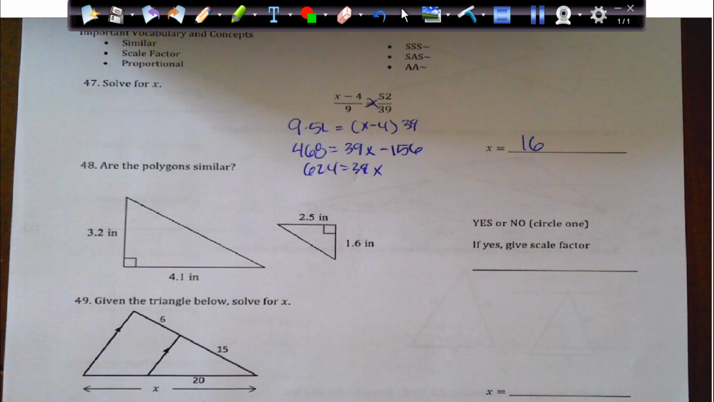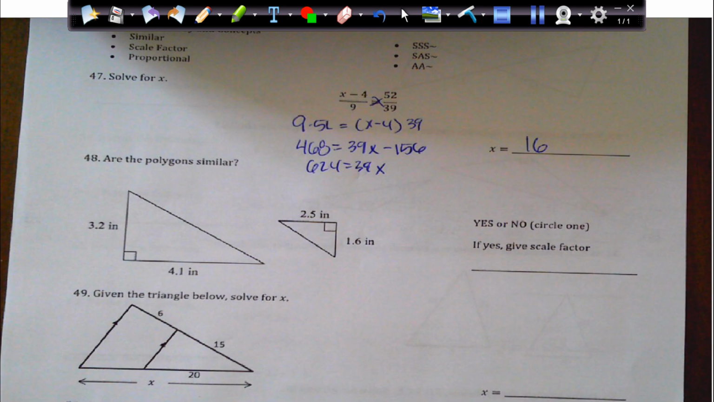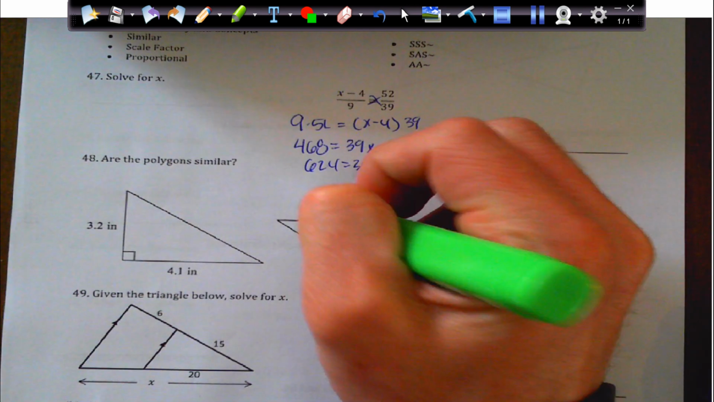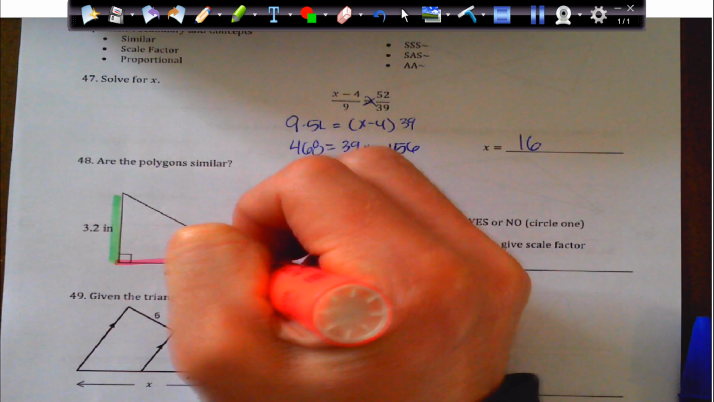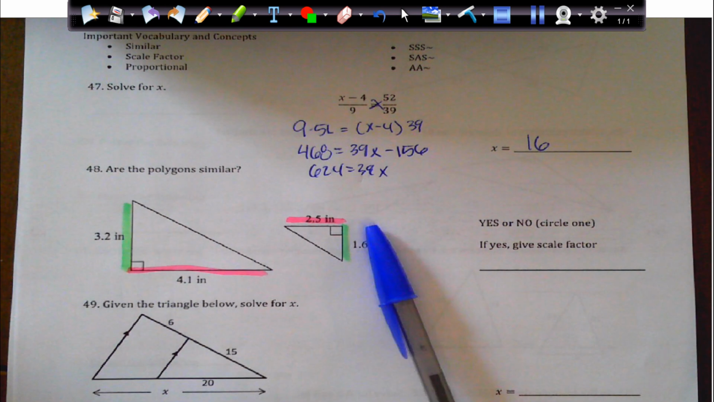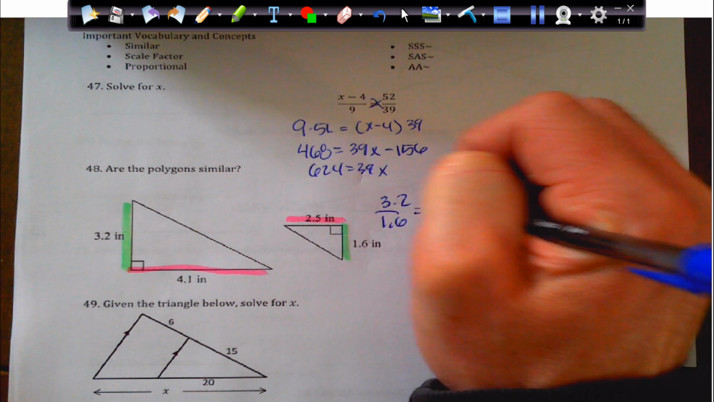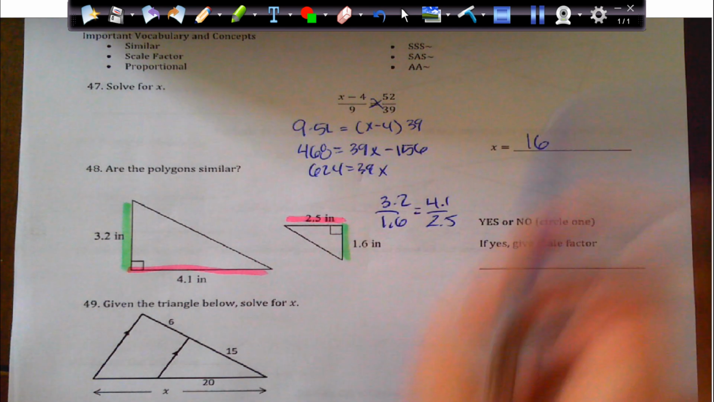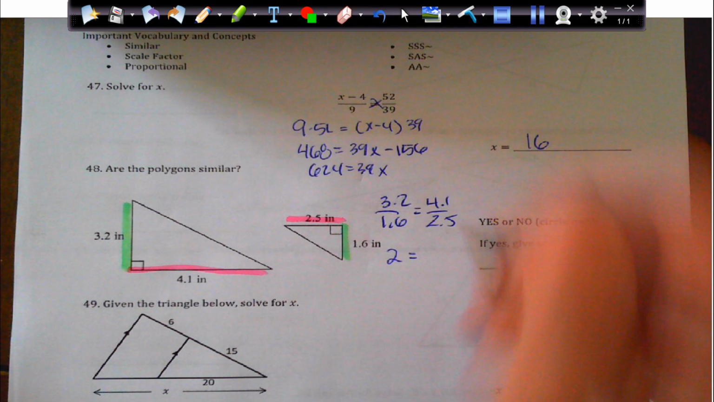Are the polygons similar? Okay, well, those are the ways to prove similarity. So it looks like I could use SAS. I want to match up the small with the small, so 1.6 is the small, 3.2 is the small, and then the big with the big. And I'm going to go left to right, so I'm going to go 3.2 over 1.6 equals 4.1 over 2.5. I'm going to simplify those in my calculator, or you could cross multiply. But if I simplify that, I get 2 over here.